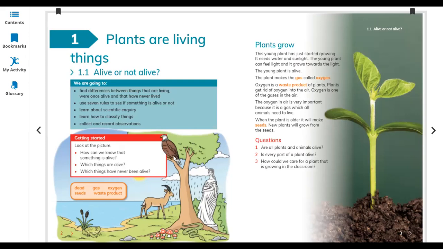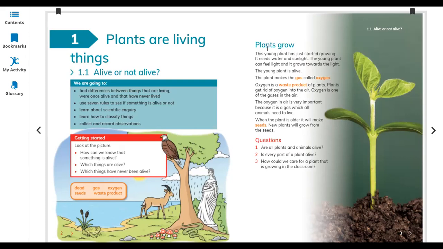And next we will also discuss the 7 rules. These things tell us about the things that are alive. The opposite are things that have never been alive, or non-living things. A living thing can move, but non-living things cannot move and are not alive. These are the vocabulary words: dead, gas, oxygen, seeds, and waste product.